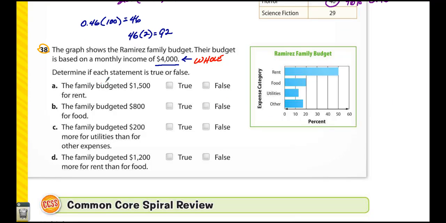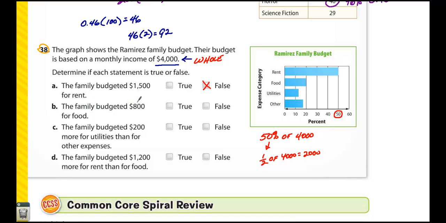Question number 1. They budgeted $1,500 for rent. So we're going to find rent. We're going to go down 50%. So what is 50% of 4,000? And this is a place where it's probably easiest to think of it as a half. So a half of 4,000 is 2,000. It is not 1,500. That one's false.